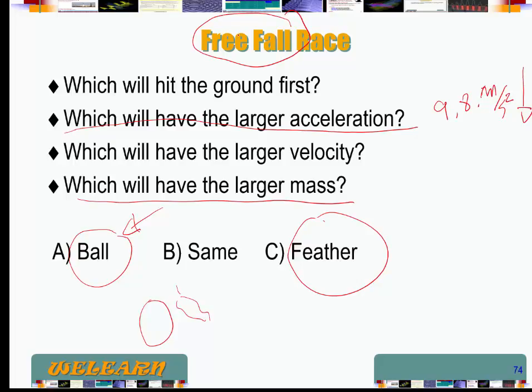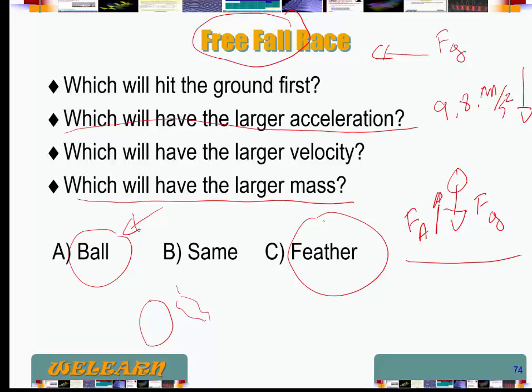Now, when do we have free fall? When the only force acting on the object is the gravitational force. That does not happen at the surface of the Earth. Why doesn't it happen? Because at the surface of the Earth, in addition to the gravitational force acting on the object, we are going to have an air resistance force acting on it.